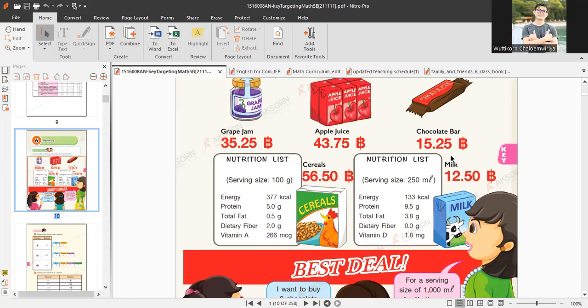Can you tell me if I buy, for example, four bars of chocolate, how much do I have to pay? Do you know how much I have to pay? We are going to talk about this in this lesson. Decimals.